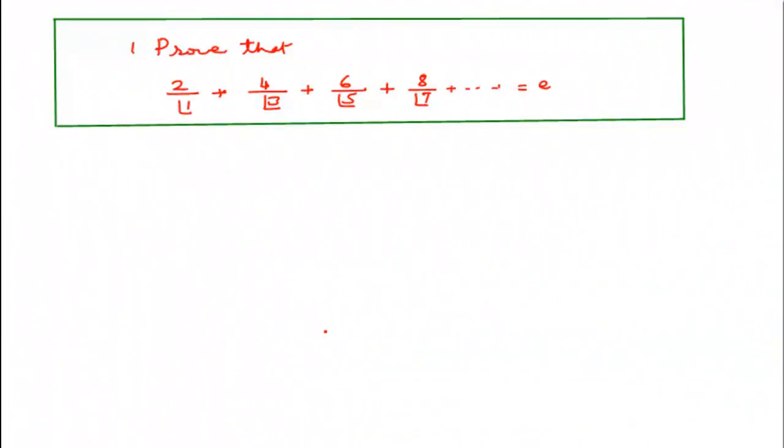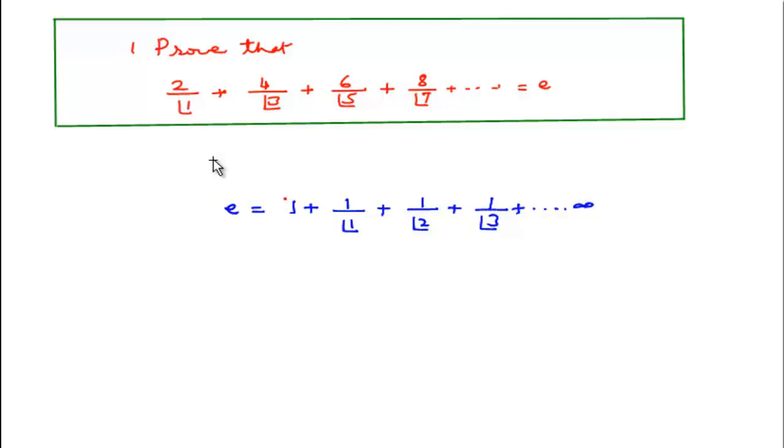Now we will see question number 1. Prove that 2 upon factorial 1 plus 4 upon factorial 3 plus 6 upon factorial 5 plus 8 upon factorial 7 and so on up to infinity is equal to E. Now here we know that E is defined as E is equal to 1 plus 1 upon factorial 1 plus 1 upon factorial 2 plus 1 upon factorial 3 and so on up to infinity.